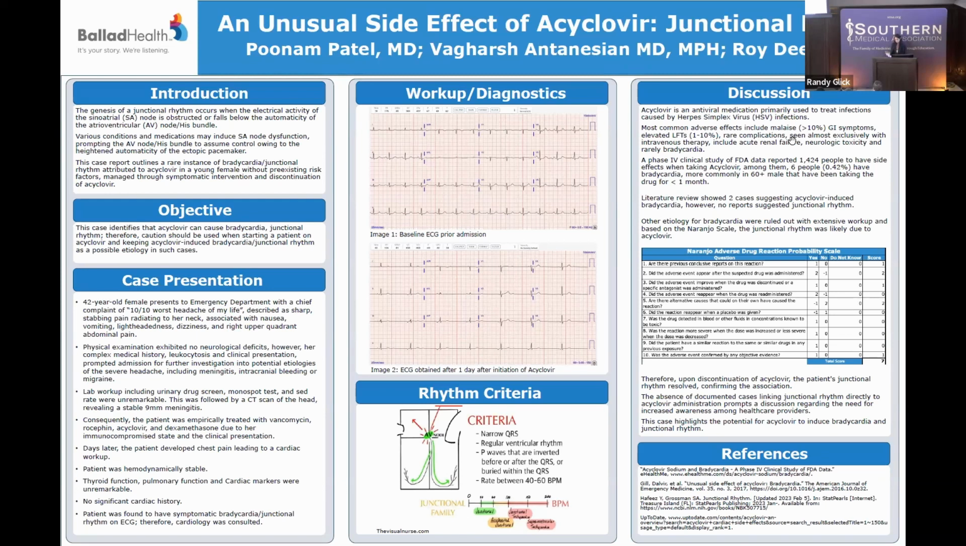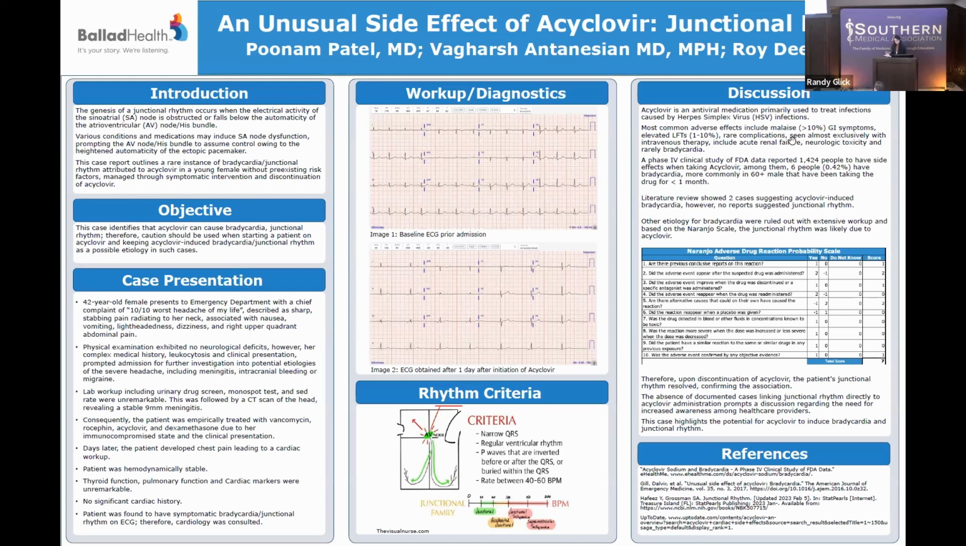So for our patient, we managed her symptomatically and with discontinuation of the acyclovir, which led to the resolution of the symptoms. On a repeat EKG prior to discharge, the patient went back to her normal sinus rhythm. The absence of documented cases linking junctional rhythm directly to acyclovir administration, given that she was given oral acyclovir, prompts a discussion regarding the need for increased awareness among healthcare providers, given that it's a very common drug used in the inpatient setting.